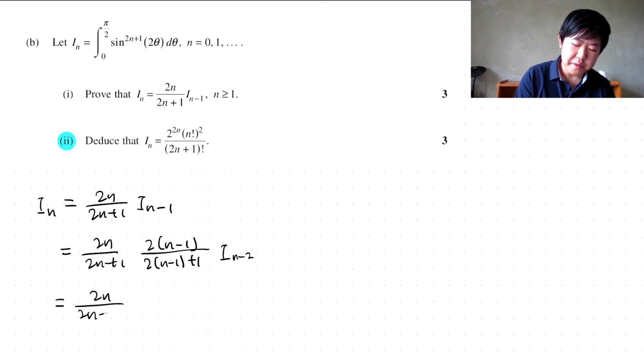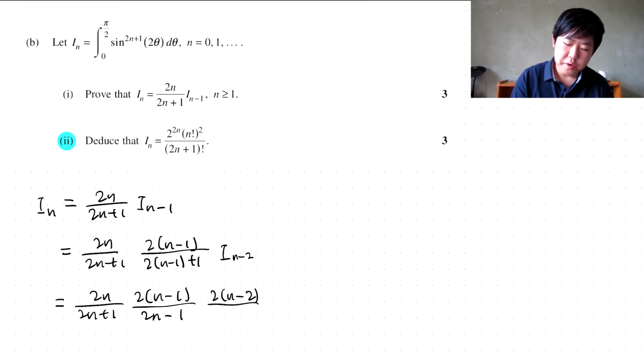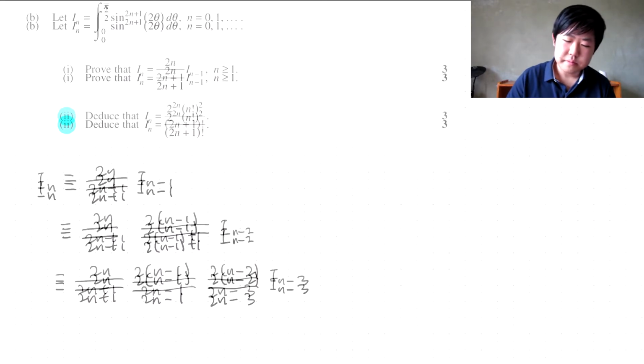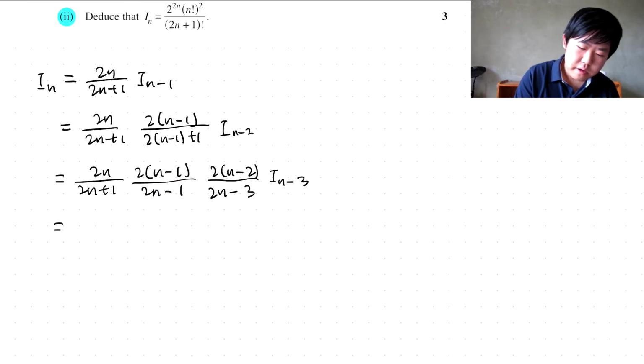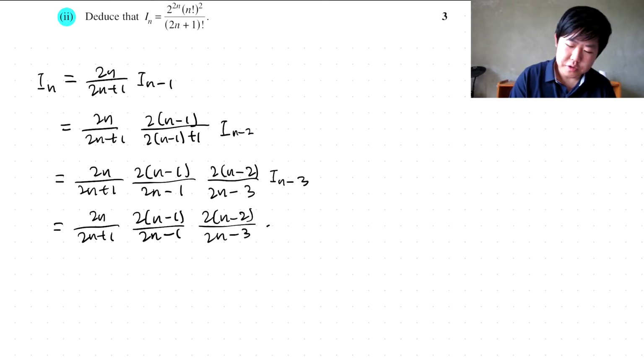So this is the reduction method. So 2n minus 1, and then here's going to be 2n minus 1, just simplifying the bottom part of the fraction. And then here, 2n minus 2. And at the bottom, I know that's going to be 2n minus 3, n minus 3. And then we're going to skip to the very end. 2n plus 1, 2n minus 1, 2n minus 1, 2n minus 2, 2n minus 3. And then here, dot, dot, dot.